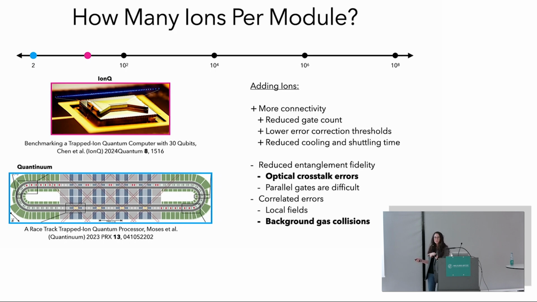These are coherent errors that we can actually correct for. Also, parallel gates are really difficult, which is a problem for error correction, although you can still get parallel gates between two different trapping sites. So it's not a killer for error correction, but it makes things harder. And then you can also have correlated errors due to local fields, and I'll talk about background gas collisions. Correlated errors are also a killer for error correction. Error correction relies on the fact that you can do parallel gates and have no correlated errors.